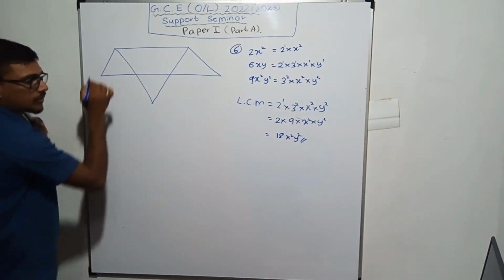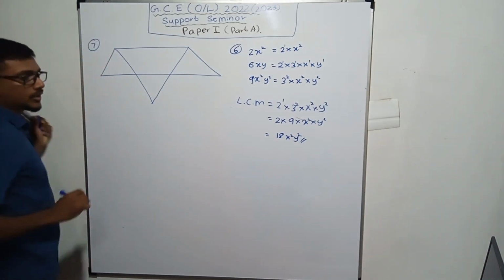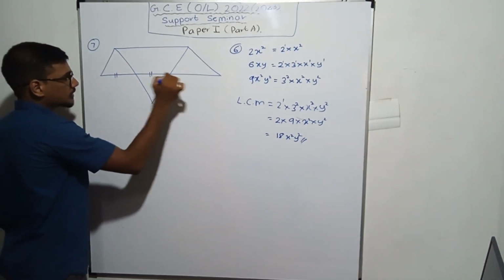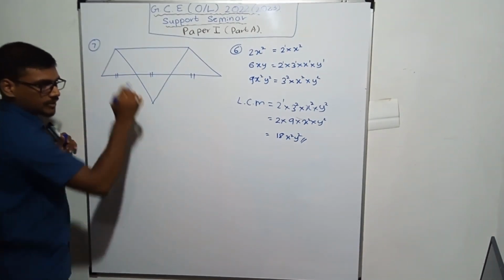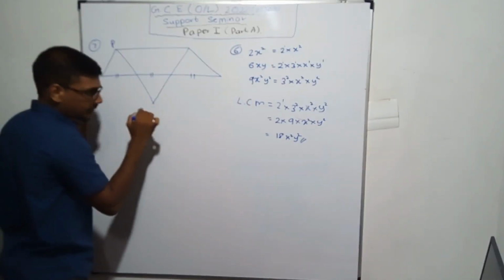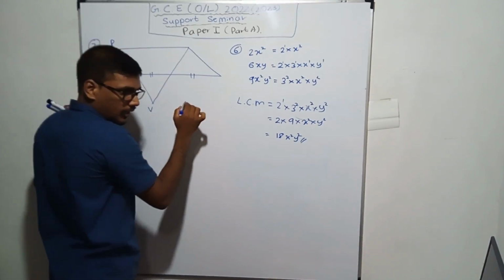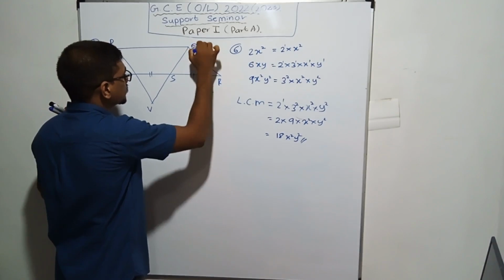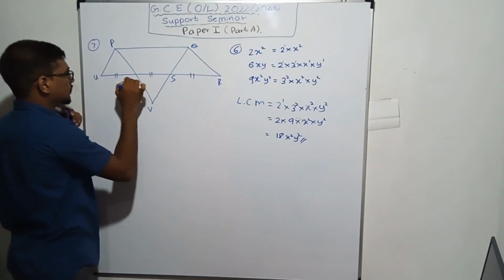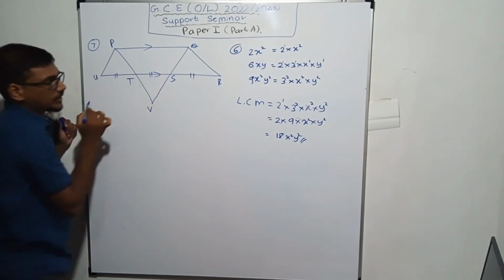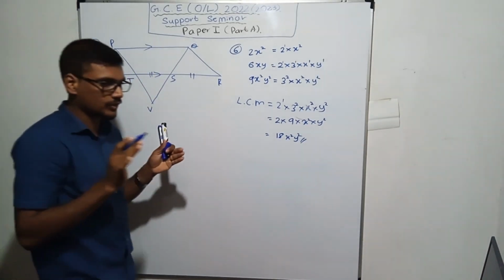Okay, question number 7. They have given us this side equals to this and this one. First of all, I will name this P, U, V, R, S, R and Q. Here also we have T. And they have given us this is parallel to this. We'll read the question from the beginning.